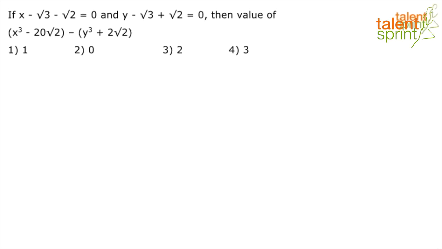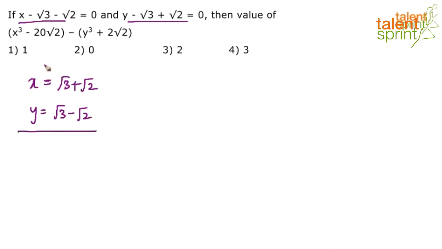And why will you substitute first of all? Because the question clearly tells us what is x, right? There is nothing which is unknown here. X equals root 3 plus root 2 and y equals root 3 minus root 2. And you're saying x plus y equals 0. How will x plus y be 0? Because if you add x and y here, we get 2 root 3.